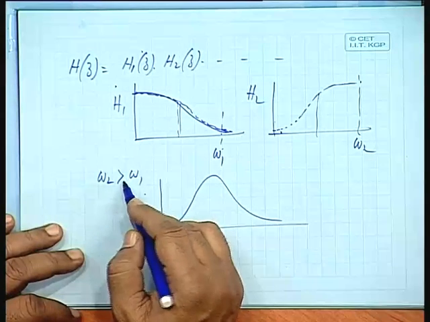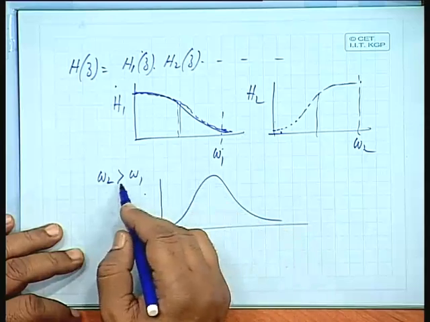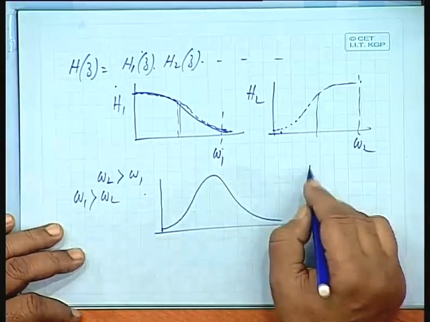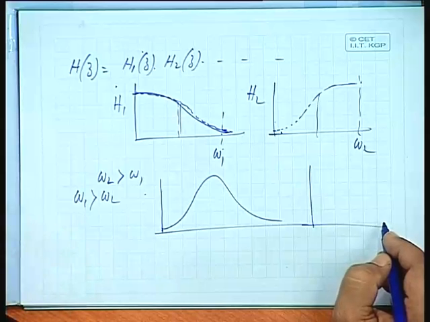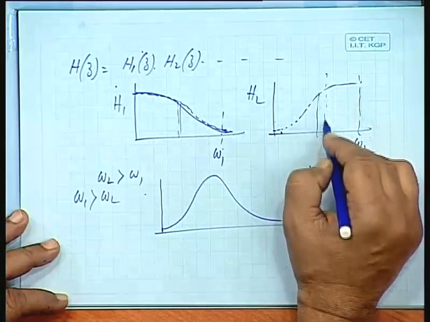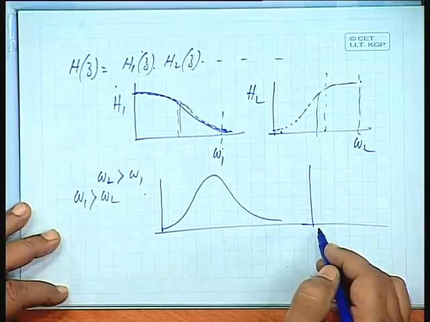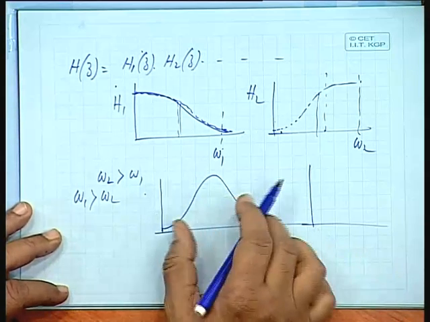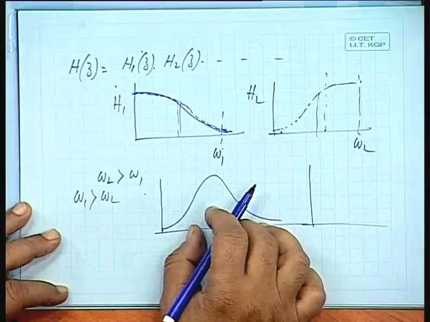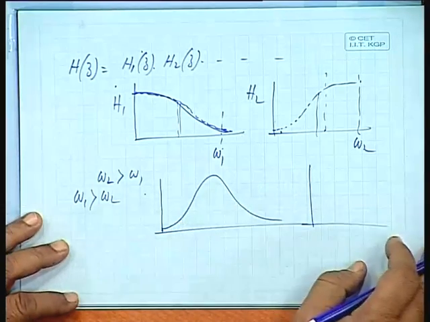Suppose omega 1 is less than omega 2, omega 1 is greater than omega 2, okay, will it be the same? Shifted. So you keep on changing this, alright, you can keep on changing this.